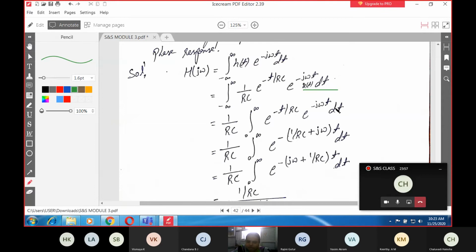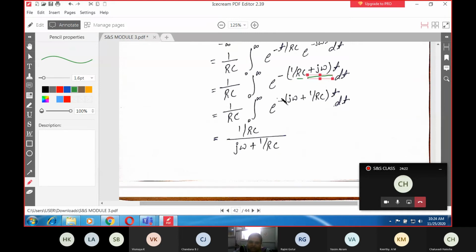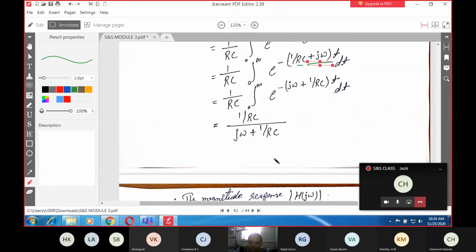Then, taking the powers, you have to add here, take the minus sign outside, and you'll get 1 divided by RC plus j omega, with t taken outside, dt. Here just interchange the terms, first written as j omega plus 1 by RC. Solve this and apply the limit, and you'll get 1 divided by RC divided by j omega plus 1 divided by RC.